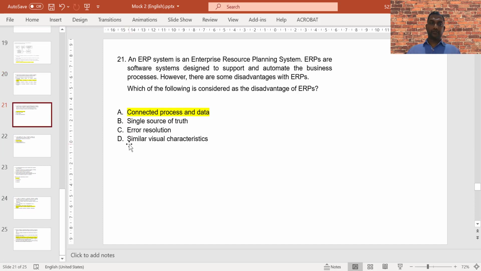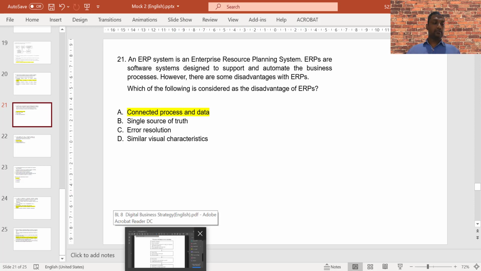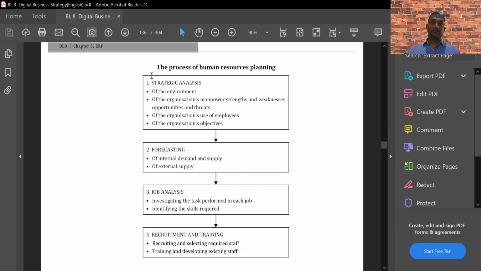Again an ERP question. An ERP system is an enterprise resource planning system. ERPs are software systems designed to support and automate the business process. However, there are some disadvantages with ERPs. Which of the following is considered as a disadvantage of the ERPs? So to understand this, let's look at both the advantages and disadvantages in the system.